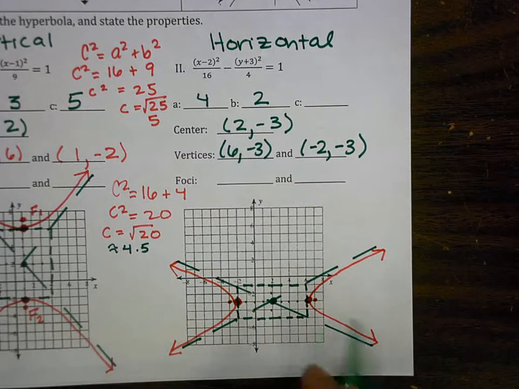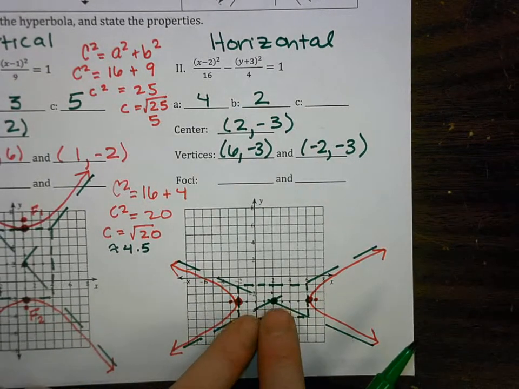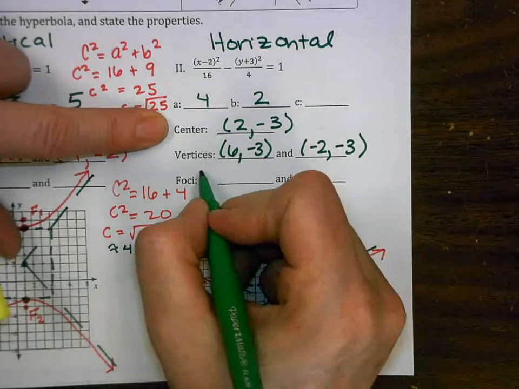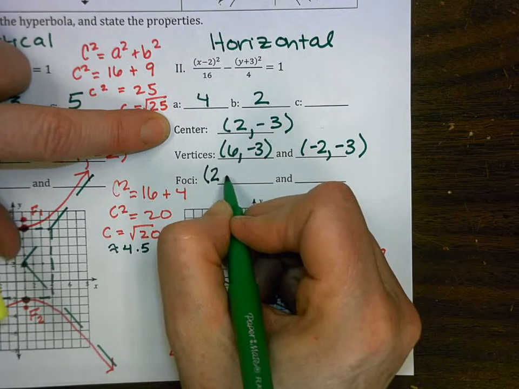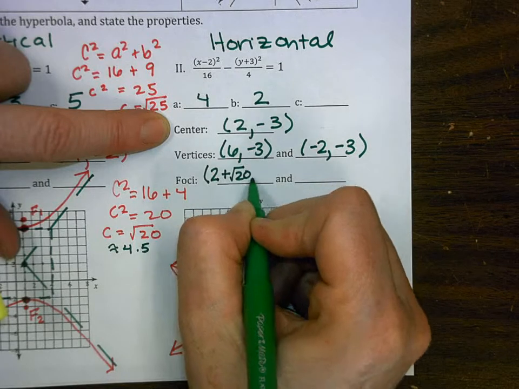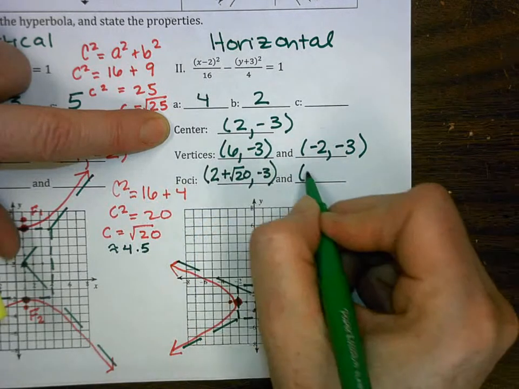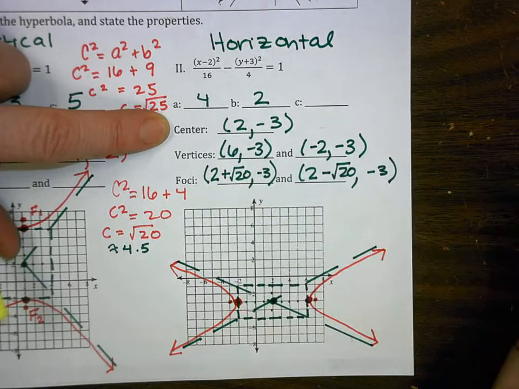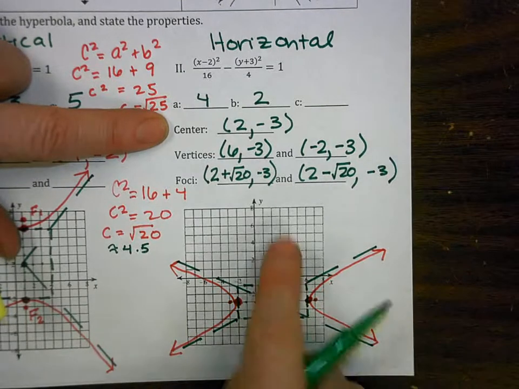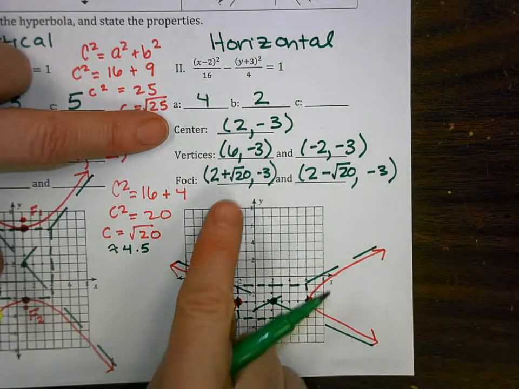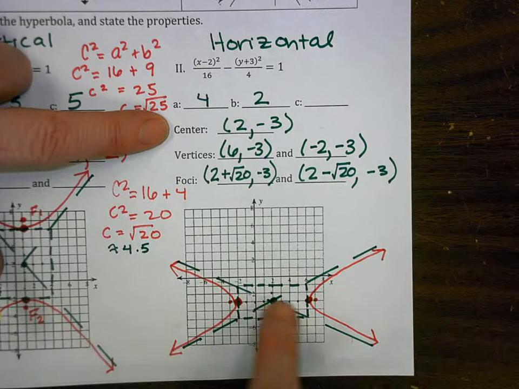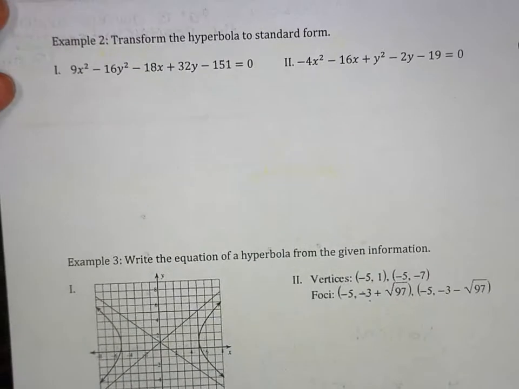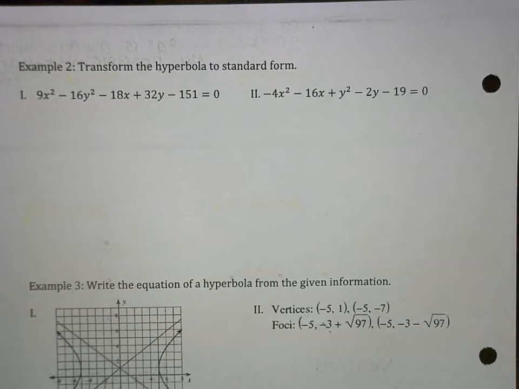Okay? Now let's do the coordinates for foci, which we are adding radical 20 to the center on the x coordinate. So we look at our center and we say the foci is at 2 plus radical 20, and then we just keep y the same, and 2 minus radical 20, we keep y the same. There's our foci. And you don't have to calculate that. You can just make sure that you add the radical 20 to the x value because it's going along the x-axis.